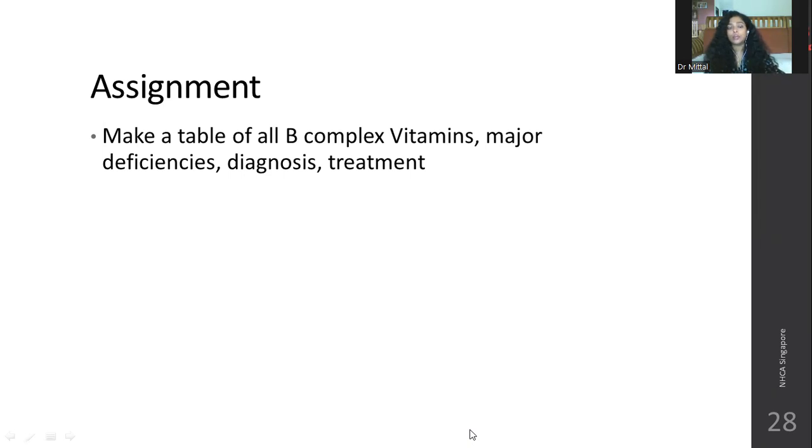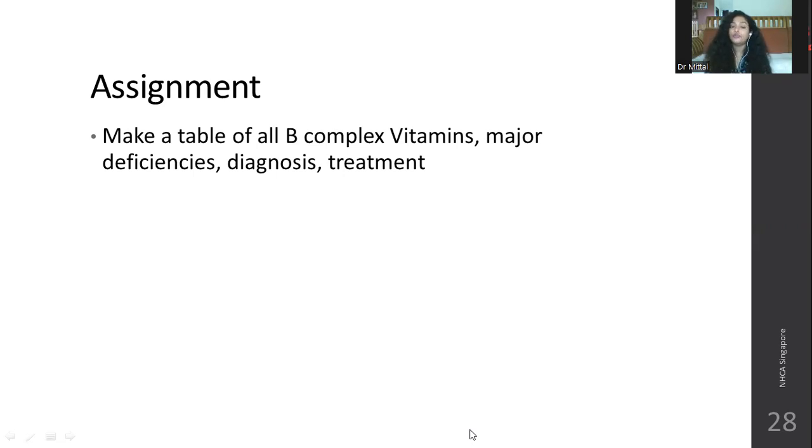How do you diagnose them? Diagnosis is not important, because in the majority of cases the diagnosis is going to be the same. It is going to be a blood test. So remove the diagnosis part. Treatment part, you can add that. Best sources: vegetarian and non-vegetarian sources. At least 5 to 6 best sources you have to add. So you can add all these columns: both the names of the vitamin B complexes, what the deficiencies are, how you treat them, and what the best sources are.